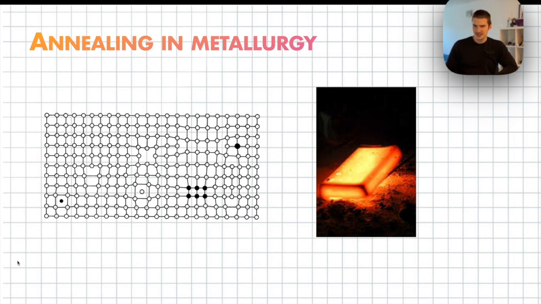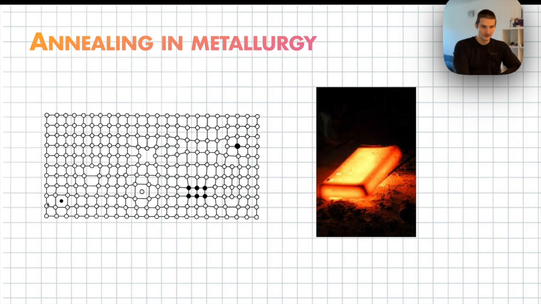This process actually has an analog in a lot of other disciplines, like metallurgy. In metallurgy, it's called annealing, which is when you heat up a piece of metal, and then after that you cool it down, and the metal becomes stronger than it was before. And it works using a similar physical principle.